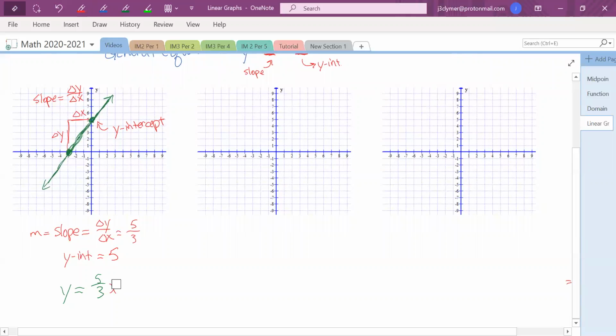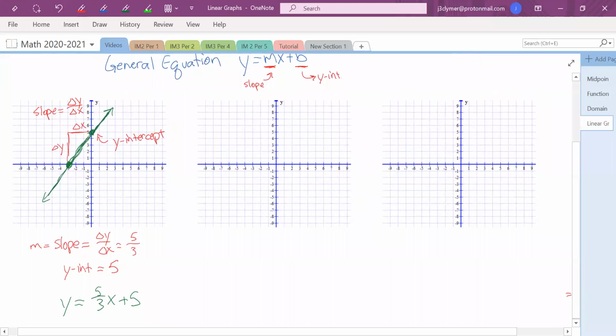That's kind of weird, that's red now, so let's go ahead and make that green. x, and then your y-intercept is 5, so say plus 5. All right, so that's it. That's your equation. You went from graph to equation. All you've got to do is find two things, your slope and your y-intercept, and then you're good to go.